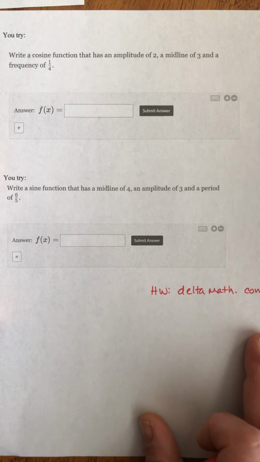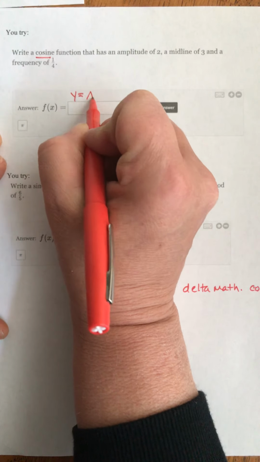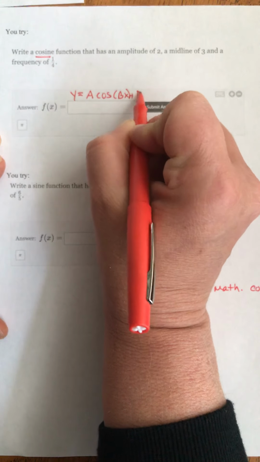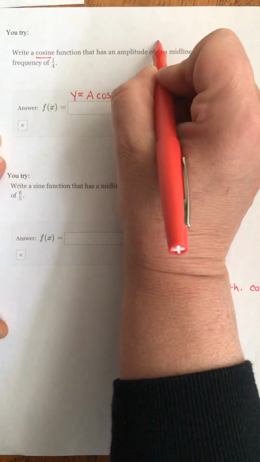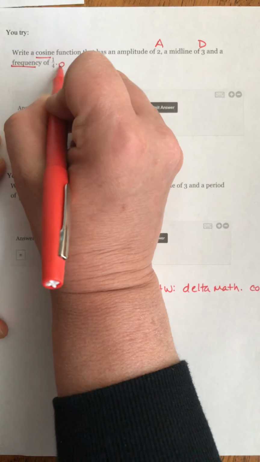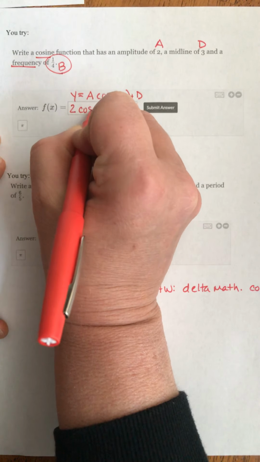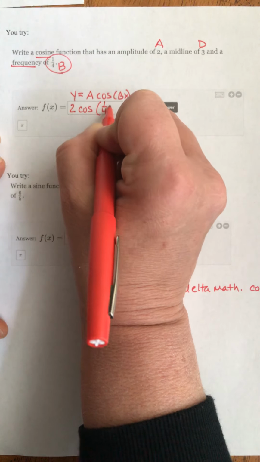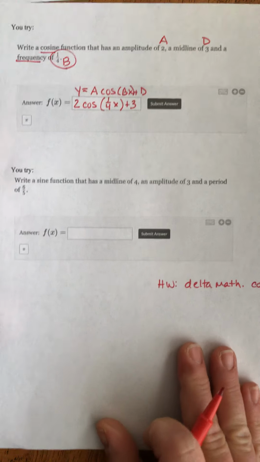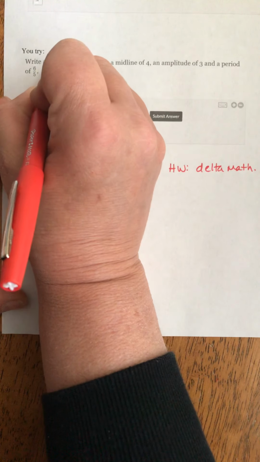All right, you should have been able to work on these. So the first one is a cosine, so I know it's going to be y equals a cosine bx plus d. Amplitude of 2, that's a, midline 3, that's d, and it says frequency of 1/4, so I can go right to the b value. So this is going to be 2 cosine 1 over 4x plus 3.